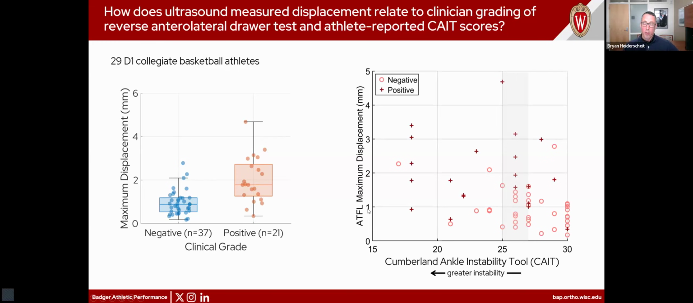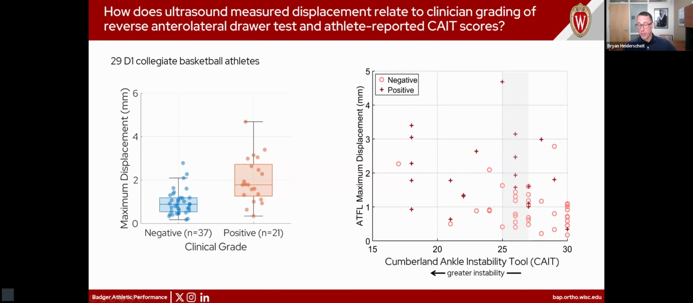On the y-axis, we have our maximum displacement measured using the technique that we just described. And then on top of it, we overlaid the clinician graded negative or positive scores as well, whether it's a plus sign as positive, an open circle as being negative. Now, generally speaking, this little gray shaded area is the area where people start to get concerned that they truly do show a level of instability on their CAT score. And so we see there those that are above a 27 or above a 25, depending on what cut score you're in. You can see that sort of distribution.